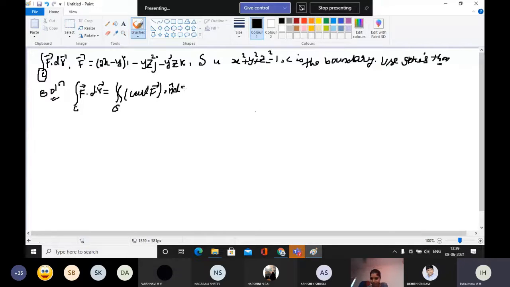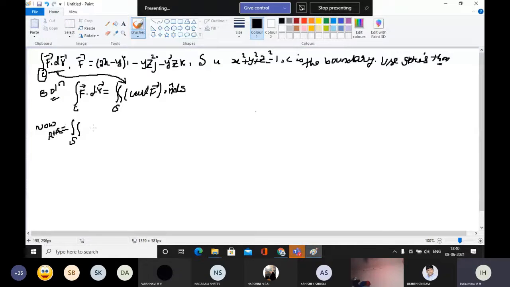So do we have to use RHS or LHS to evaluate the given integral? RHS. They are given a single integral to evaluate using Stokes theorem. That's why we have to use the double integral. Okay, now we have to evaluate this one, the RHS.